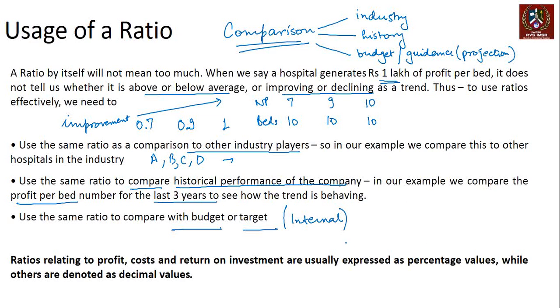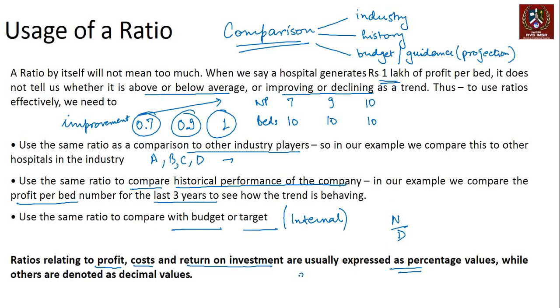The other interesting bit we need to understand is some ratios. Remember, it's a numerator by denominator kind of analysis. So ratios could be represented either in the form of numbers, decimal values, 0.1, 0.2, for example, as we did here, or they could be represented in terms of percentages. Usually your ratios relating to profit, costs, and return on investments are expressed as percentages. We'll see examples of this as we go along.